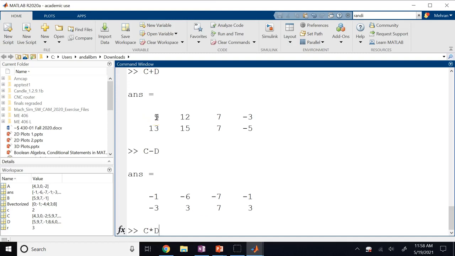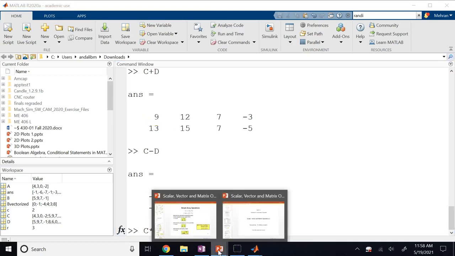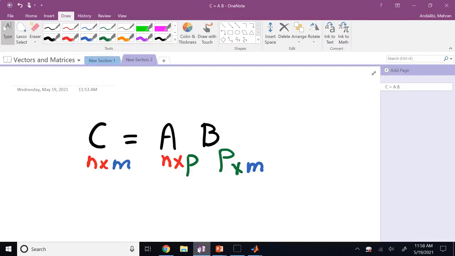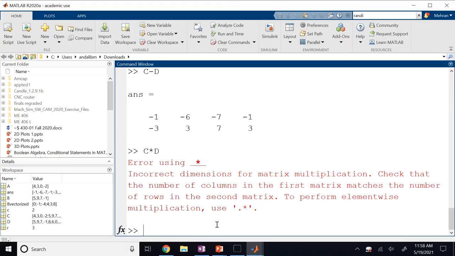Because C is 2 by 4, correct? And D is 2 by 4. So if I have a 2 by 4 and another 2 by 4, you see these two numbers are not the same, so I'm not going to get anything, okay? If you say multiply, you should get an error that says dimension mismatch, incorrect dimensions, okay?